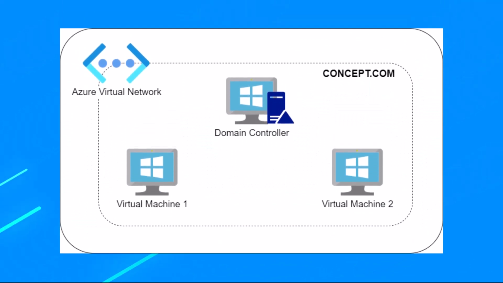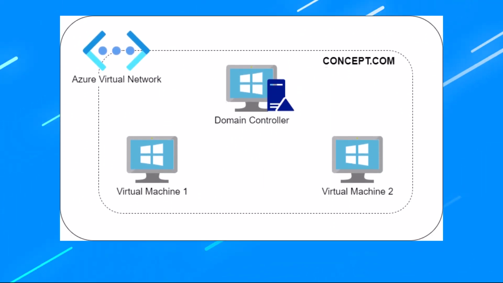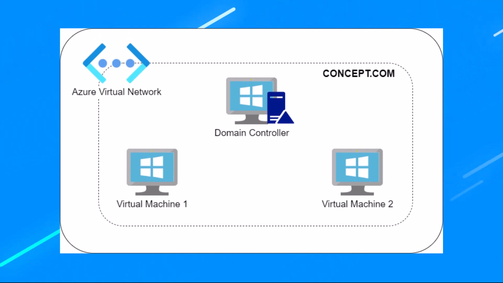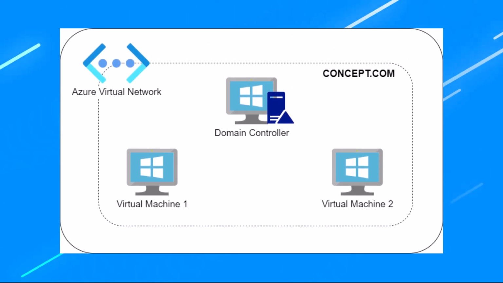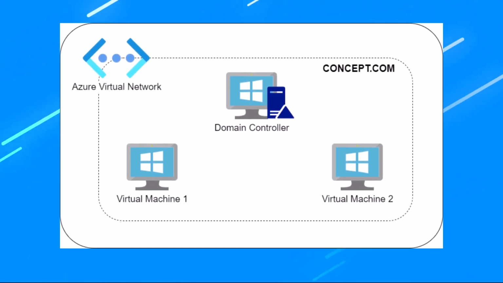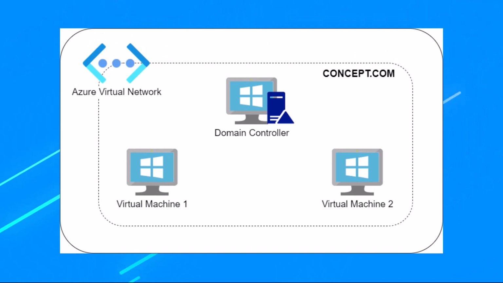Here's an architectural diagram of what this looks like. You see we have the Azure Virtual Network up top to the left, and inside of this virtual network, you see the 3 VMs, one of them being the domain controller. And to the right inside of this virtual network, you also see the domain name. I call it concept.com. Just a quick name I came up with for this example. So let's head over into the Azure portal to see how we can set this up.